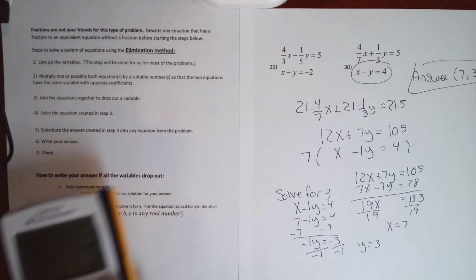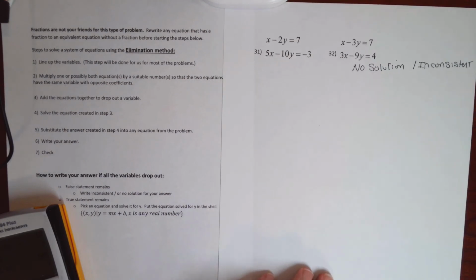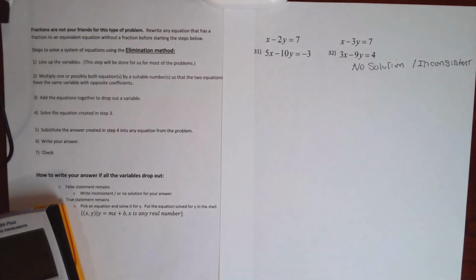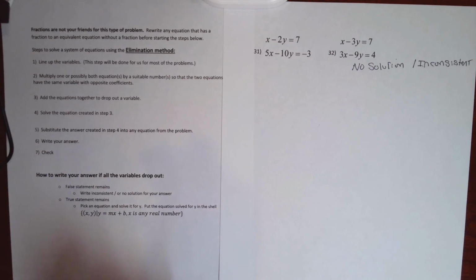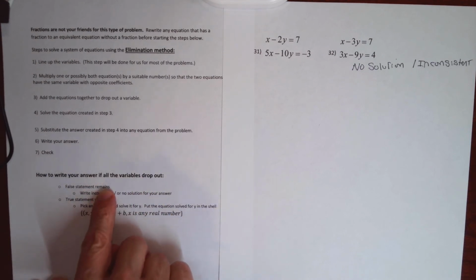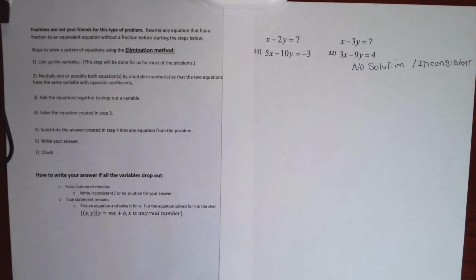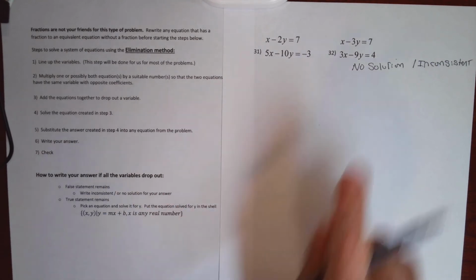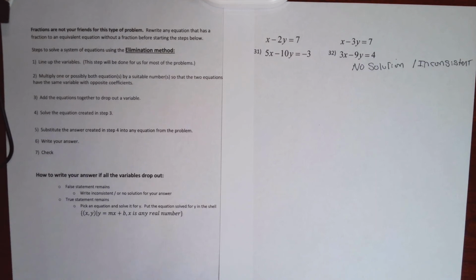The next 3 problems before the video is going to end, we have no solutions or infinitely many solutions. You get no solutions if the variables drop out and you have a false statement. You get infinitely many solutions if the variables drop out and you get a true statement. On the next 3 problems, all the x's and y's are going to cancel. And I'm going to be left with either a false statement, and then I'd say no solution or inconsistent, or a true statement, and then I have to write my answer in that fancy form.